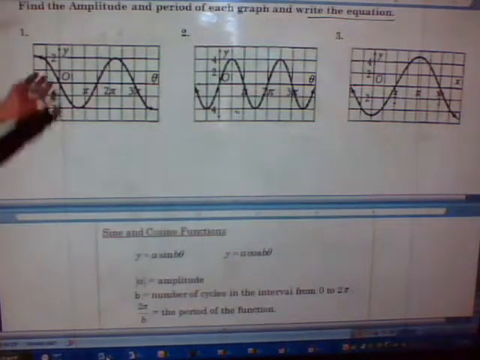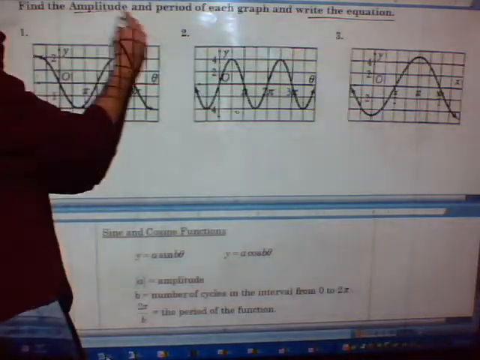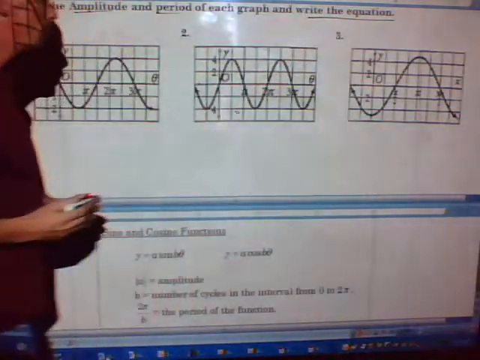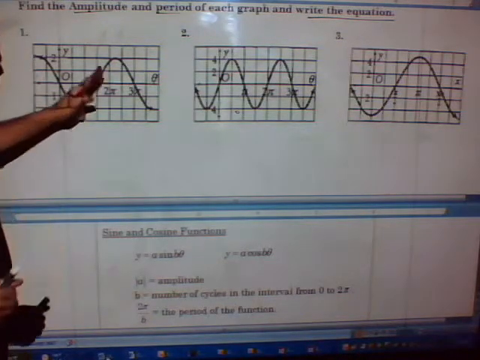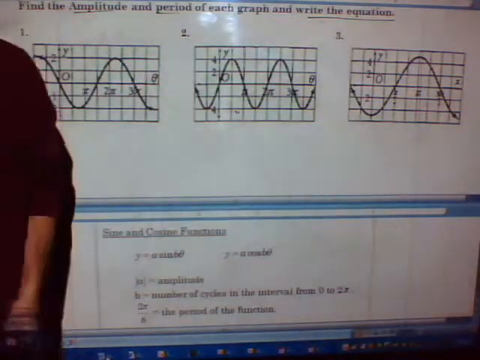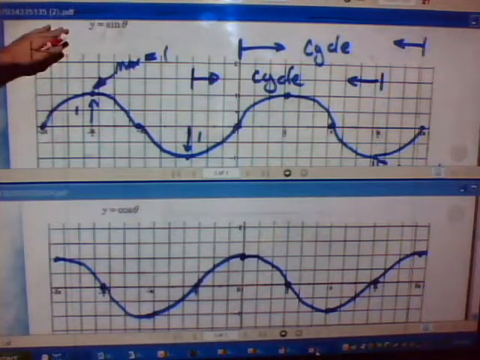All right, in order to do these examples here, where we're going to find the amplitude, the period, and write the equation, the first thing we have to do is be able to determine what we're looking at. Is this a sine graph? Is this a cosine graph? Okay.